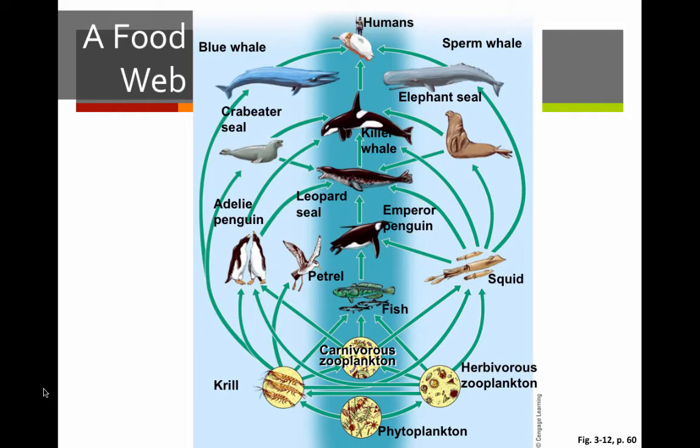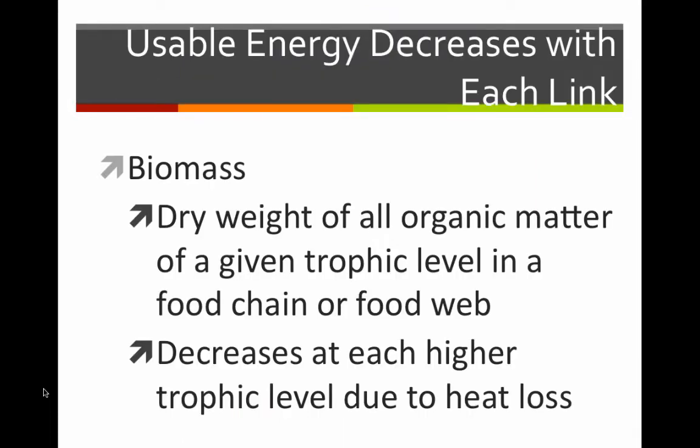Now here's a food web, which is, as you can see, far more complicated because all of these organisms don't just eat one thing, they can eat many things. So the squid can be eaten by a penguin or a leopard seal or an elephant seal or a killer whale or a sperm whale. Because it is so interconnected and complicated, a food web is much more indicative of what an ecosystem really looks like. Okay, so as you go through each trophic level, you lose energy that's usable.